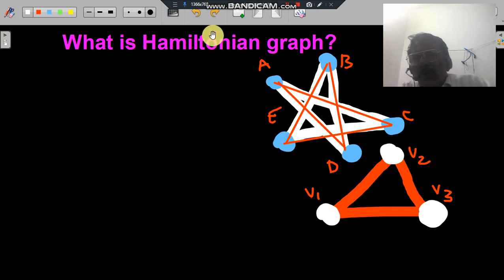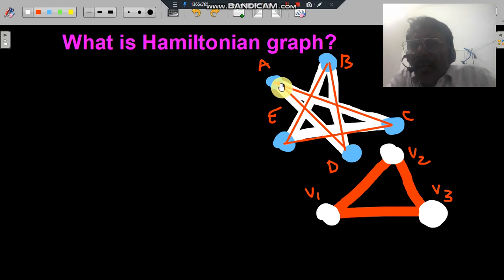Okay, now look again. First vertex A, second vertex C comes only one time. Now E vertex comes only one time, and B vertex is reached only one time, and D appears only one time on the way, and A appears only one time. So this is a cycle in which all the vertices lie but only once.